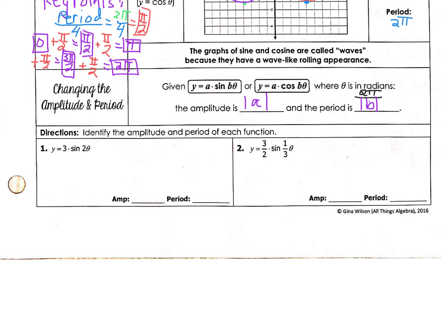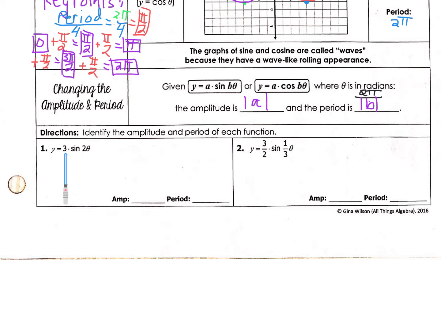Your normal period is 2 pi. So if there is a number in front of theta, you're going to end up dividing that into 2 pi. Then that becomes your period. And since that becomes your period, don't forget that you're going to divide that by 4 to get your 5 key points. So let's just look at these two questions here.